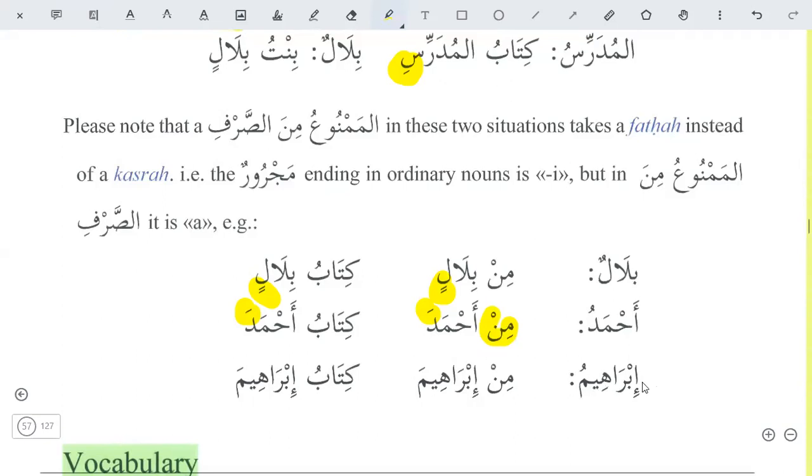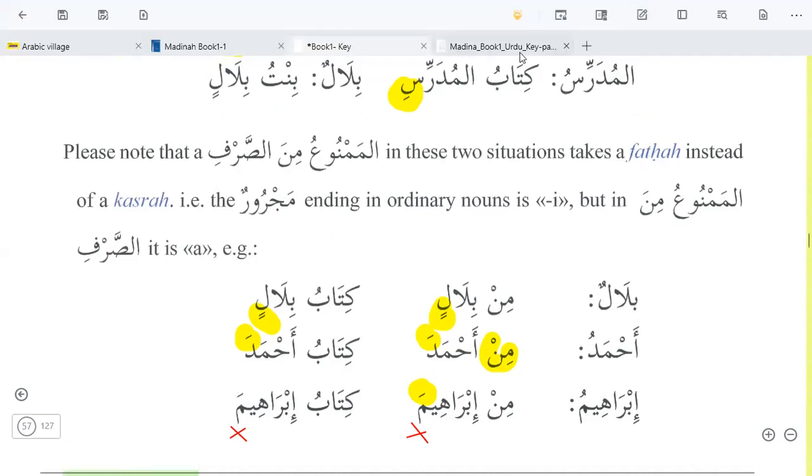Ibrahimu is a diptote, mamnu min as-sarf. Min Ibrahima, from Ibrahim. We cannot write here min Ibrahimi. If we write like that, it is wrong. Kitabu Ibrahima. We cannot write here Kitabu Ibrahimi. It will be wrong. They will take fatha when they are majrur.